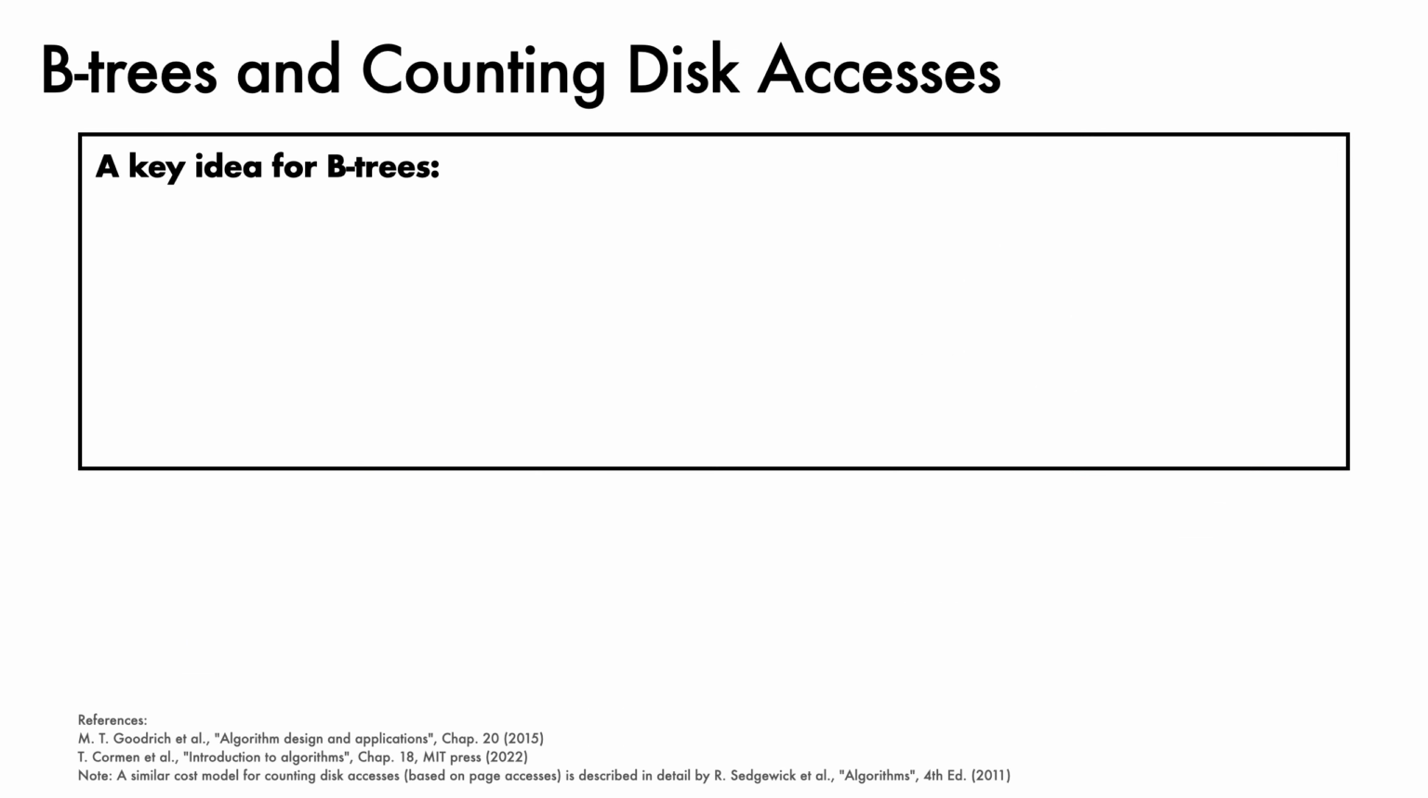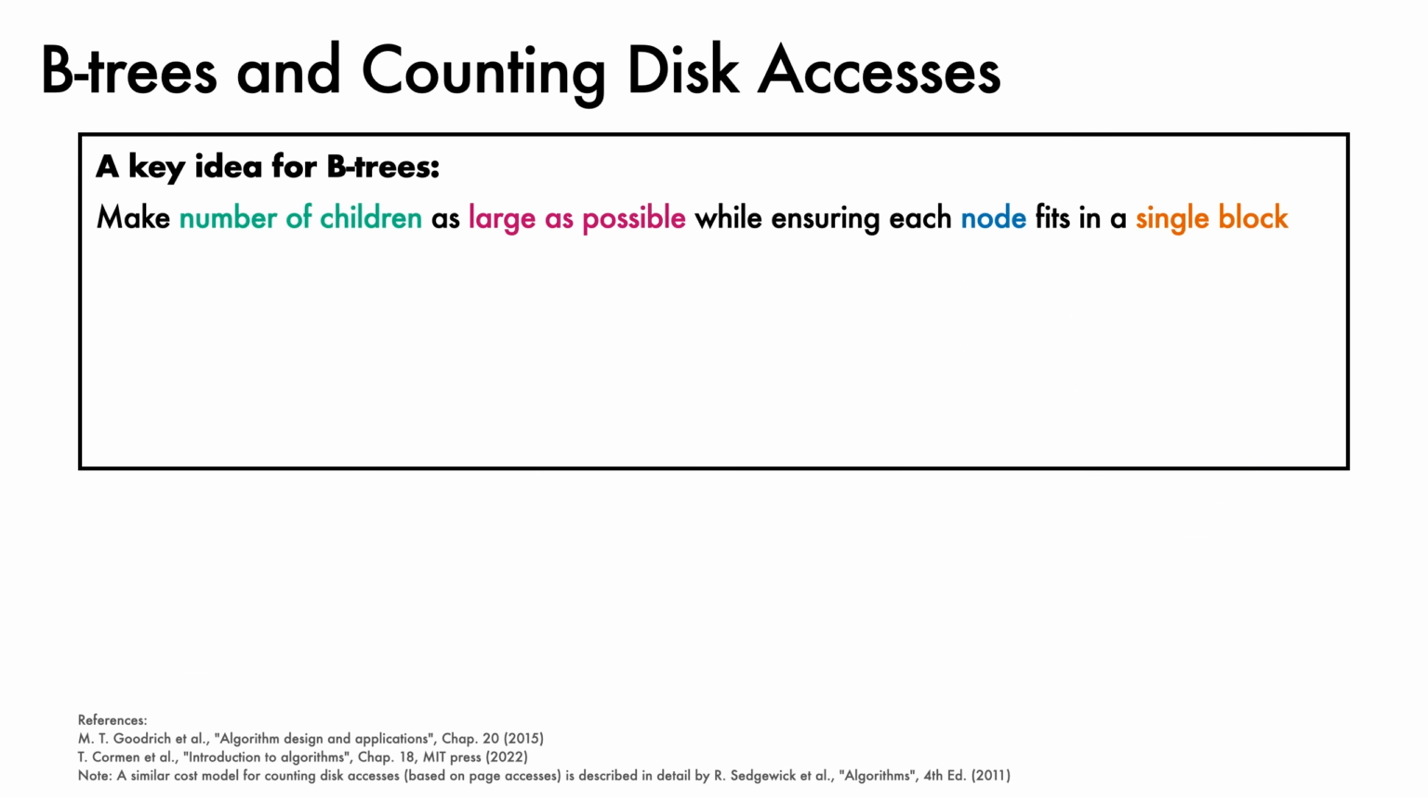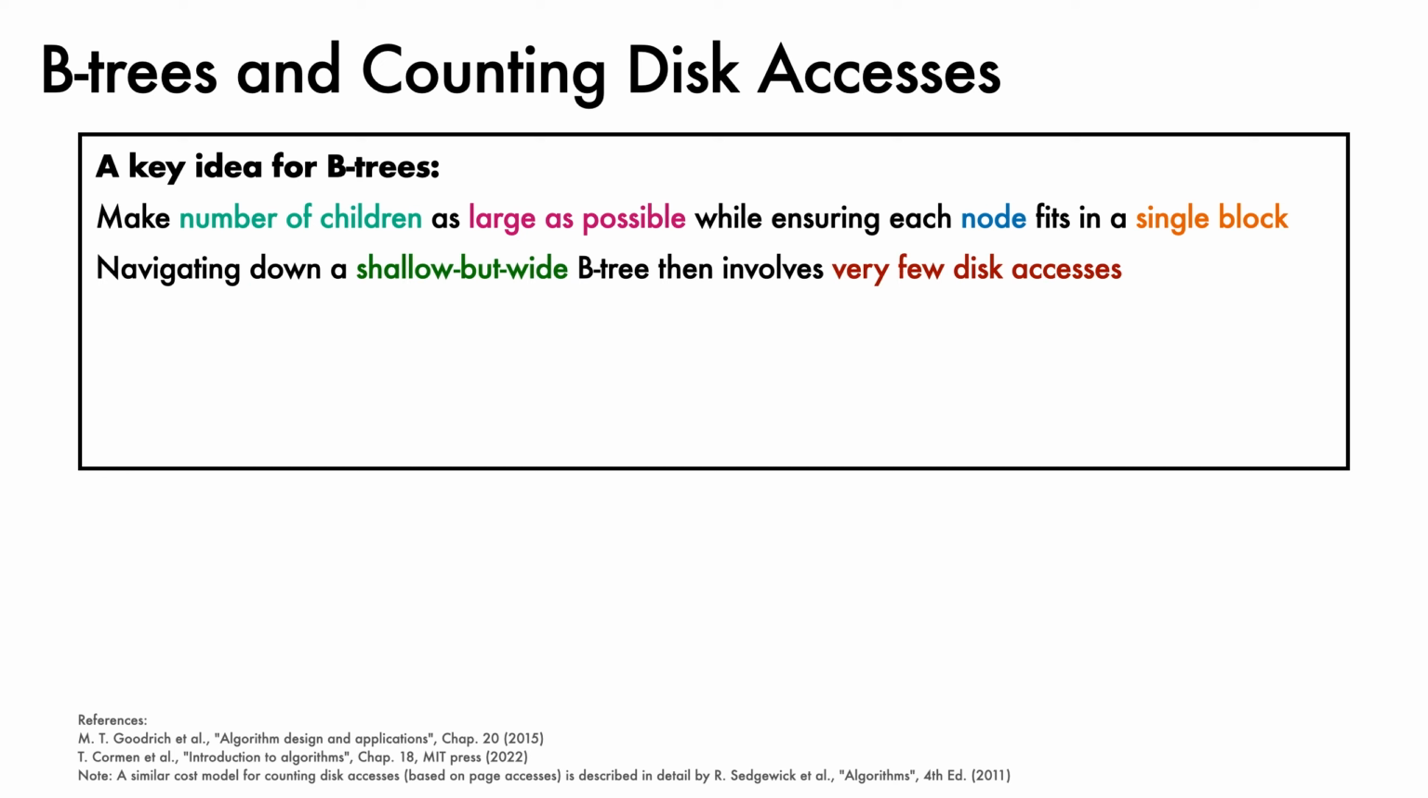A key idea behind the usefulness of B-trees is that we can make the number of children as large as possible while ensuring that each node fits in a single block. Then the process of navigating down a shallow but wide B-tree involves very few disk accesses.